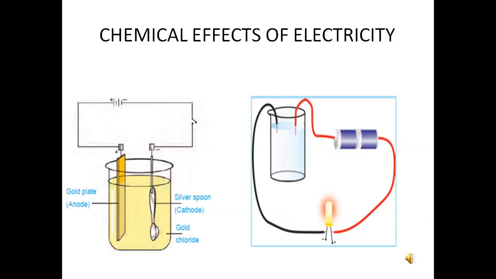The last topic is chemical effects of electricity. Chemical reaction happens when electricity passes through various conducting liquids. This is known as chemical effects of electricity. You will learn chemical effects of electricity in your higher classes.